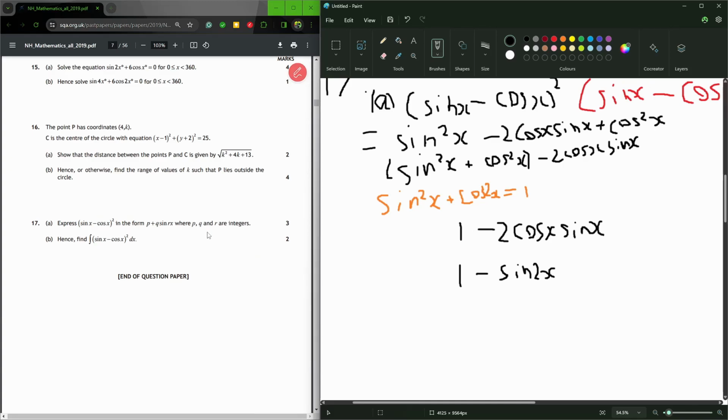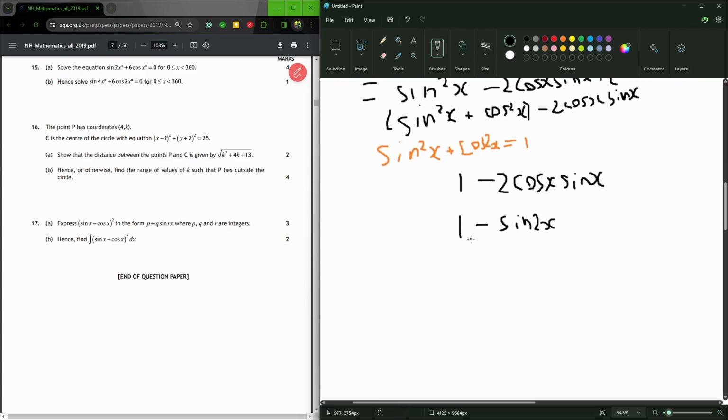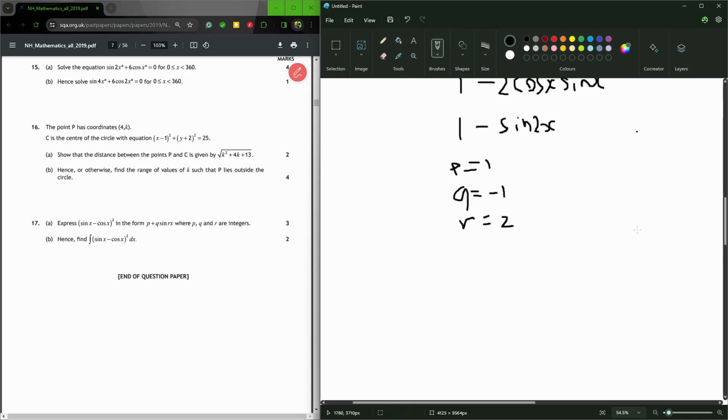But we wanted it in this form where these are integers, and it looks like we're already there. P equals 1, Q is minus 1, and R is 2. And these are all integers, because integers are non-fractions, they're all whole numbers. So we're already there. Ain't that fantastic?